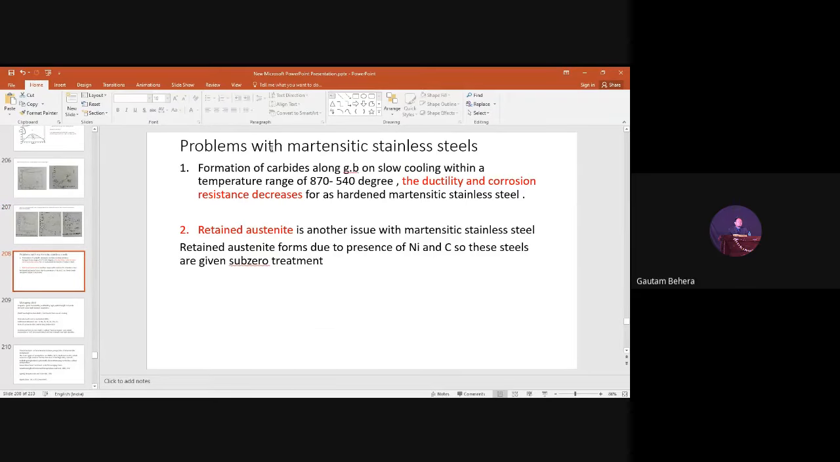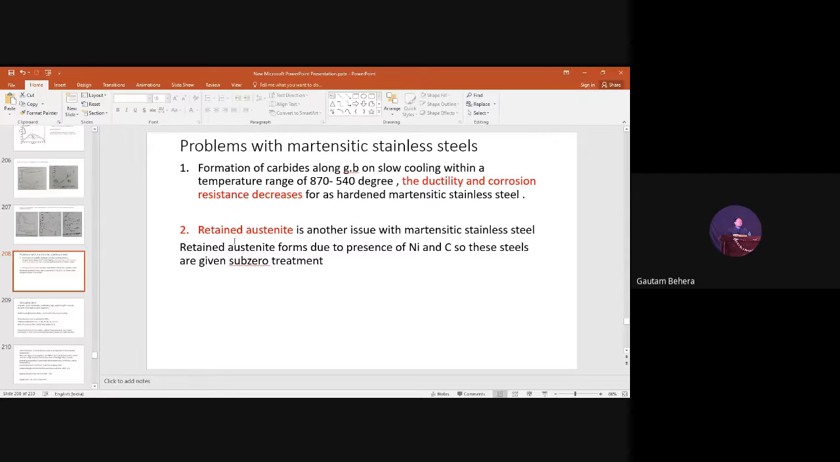Now the next topic is problems with martensitic stainless steels. There are basically two problems. The first problem is precipitation of carbides along grain boundaries. Due to precipitation of carbides along grain boundaries, the corrosion resistance decreases and the ductility decreases. So these are the problems.